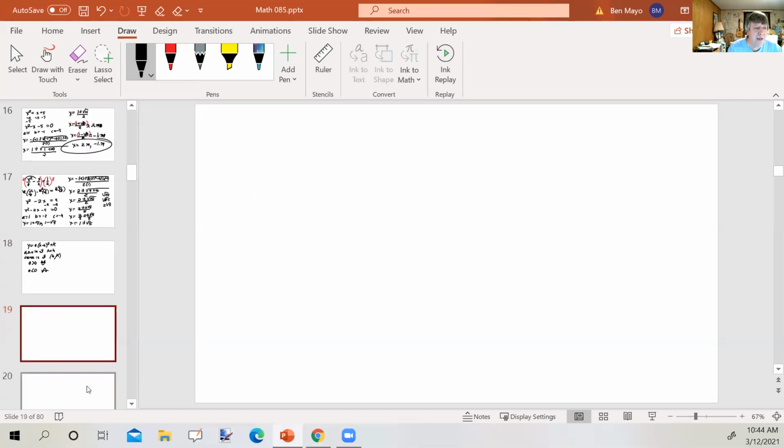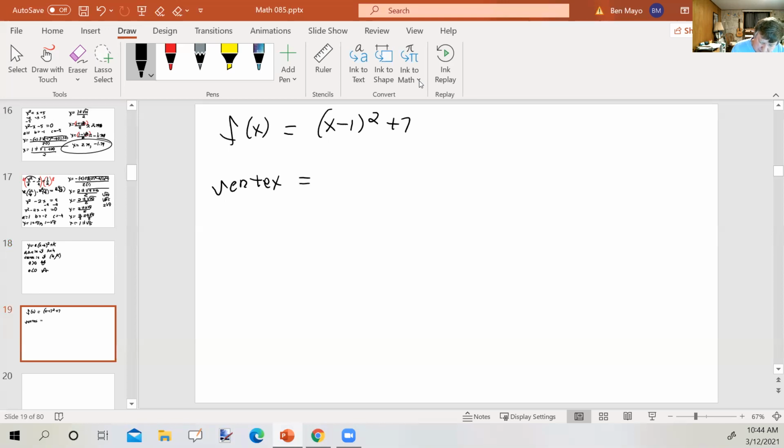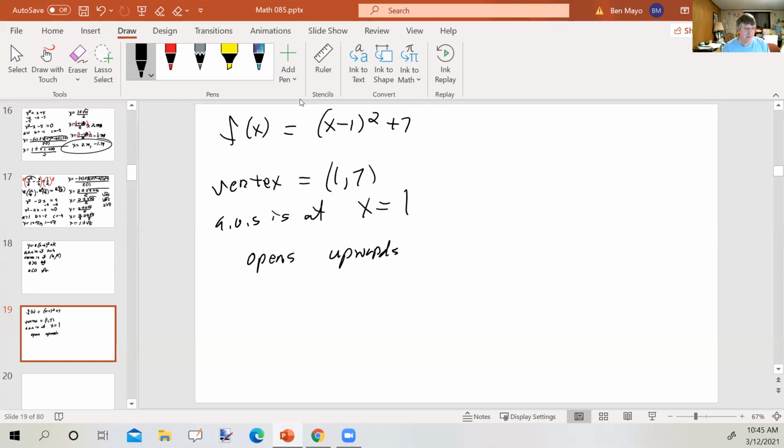It says, find the vertex and axis of symmetry of the graph of the function f of x equals the quantity x minus 1 squared plus 7. So the vertex would be at h, k, so 1, 7. The axis of symmetry is at, we'll say, x equals 1. And the parabola opens upwards because a is a positive 1 that's implied. Okay, let's take a look at another one.